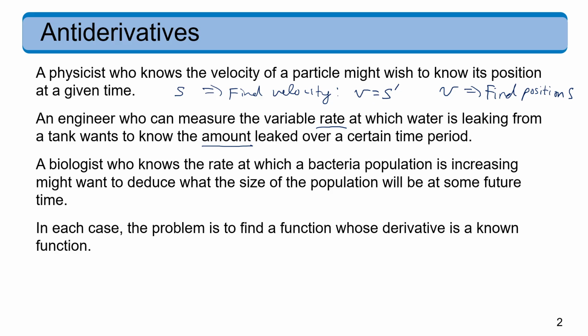Third one, a biologist who knows the rate at which a bacteria population is increasing might want to deduce what the size of the population will be at some future time. So again, the information they know at the beginning is a rate. It's a derivative of some function. And they want to go backwards to find the function itself. So in all cases, the problem is the derivative is known, and you want to go backwards to find the function that results in that known derivative.